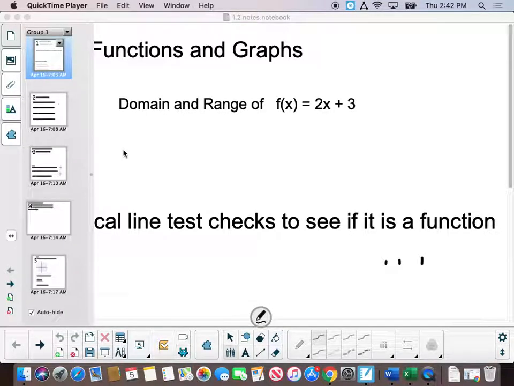Functions and graphs. Domain and range of f of x equals 2x plus 3.